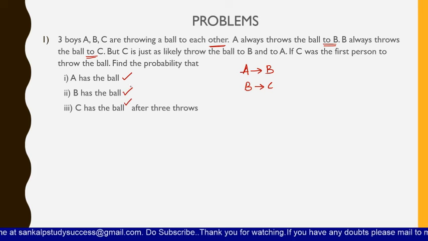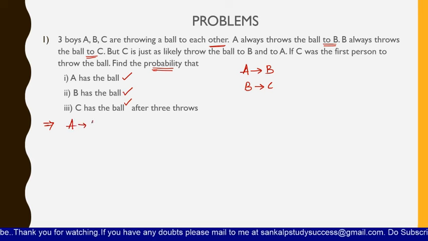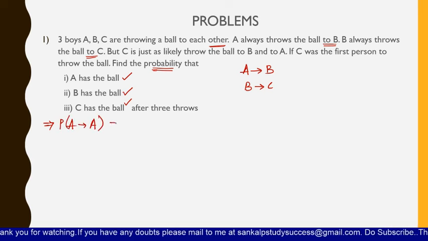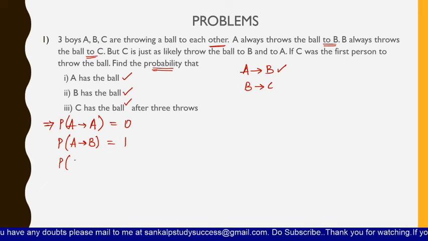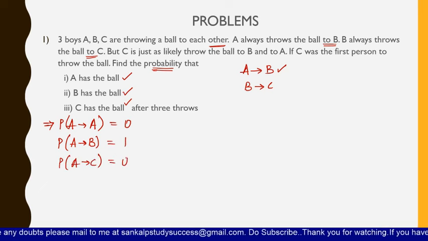Now, what do we need to do? In the first step, we need to consider the transition probability matrix, because here we need to find the probability. So, take the transition probability matrix of A, B and C. Here, the probability that the ball is thrown from A to A is nothing but 0, right? Because A is throwing the ball only to B. So the probability of A throwing the ball to B is equal to 1. Again, the probability of A throwing the ball to C is equal to 0.